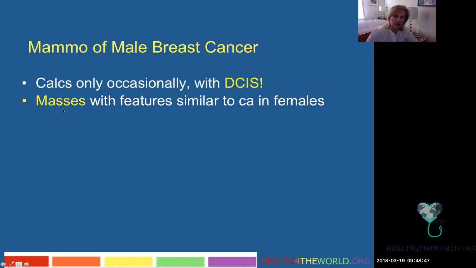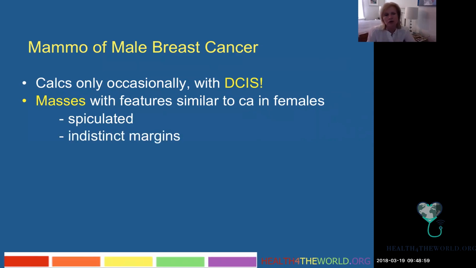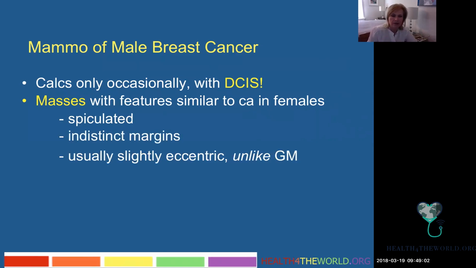Masses are going to look similar to those that we find in cancer in females. And that means they're going to be spiculated, not circumscribed. They might have indistinct margins, and they're usually just slightly eccentric, unlike gynecomastia. So gynecomastia favors the subnipple area, perhaps slightly to the upper outer quadrant, and breast cancer can be a little bit farther out.